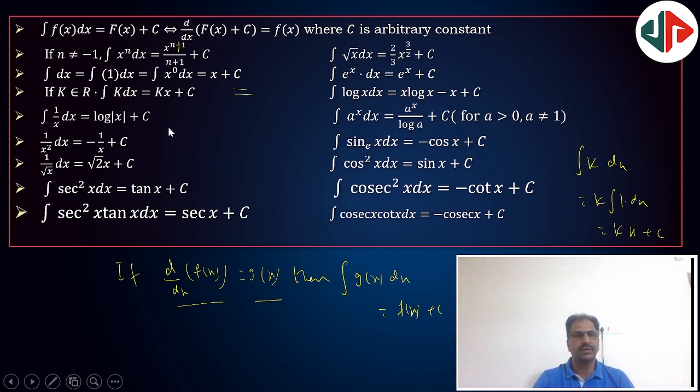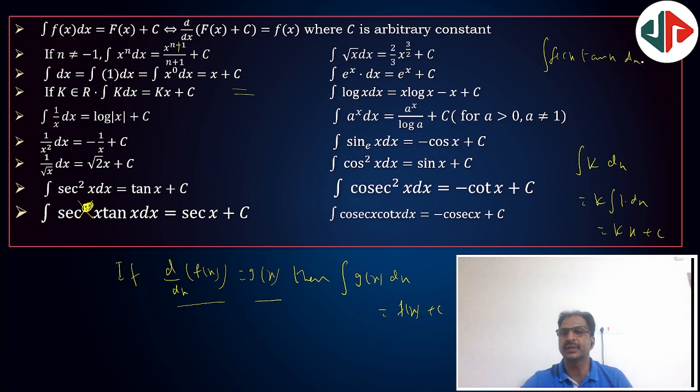Next, integral 1 by x is log mod x. Integral 1 by x square is minus 1 by x. Integral 1 by root x is 2 root x. Integral secant square x is tan x. This is integral secant x tan x. There is a small error. Integral secant x tan x is secant x plus c. Integral root x: see, root x is nothing but x power half, and use the integral x power n formula. So it is equal to 2 by 3 x power 3 by 2.